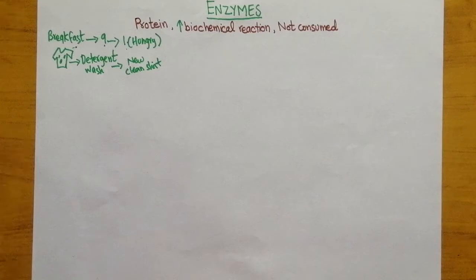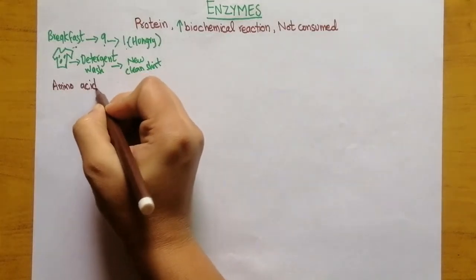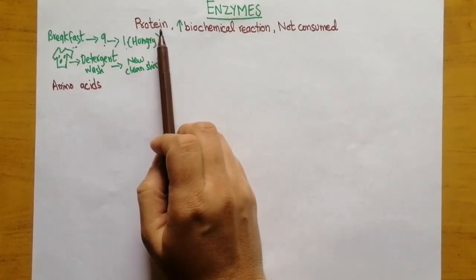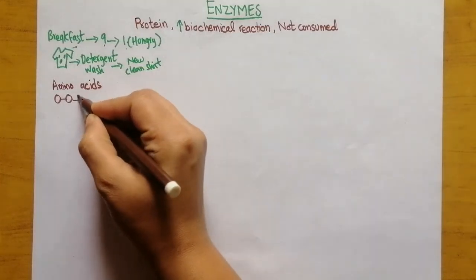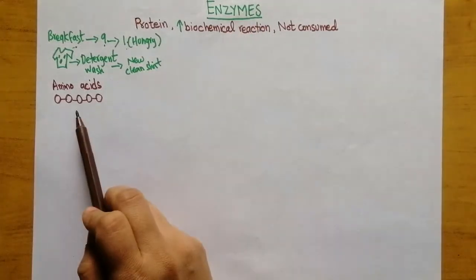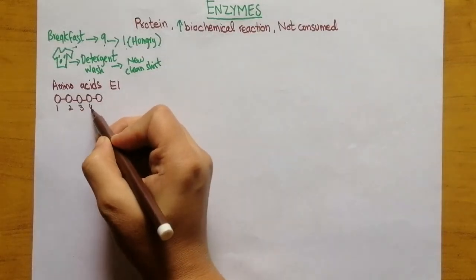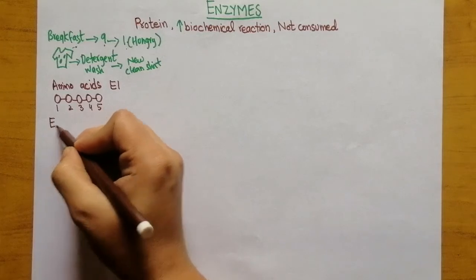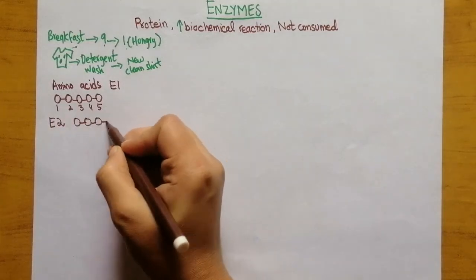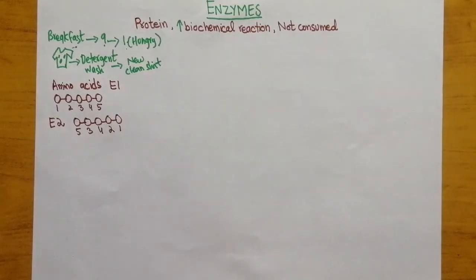Like I said before, enzymes are actually proteins. Proteins are made up of amino acids. The amino acids in the proteins join with each other in a very specific sequence. This sequence in every enzyme is different. For example, for enzyme 1, this sequence might be 1, 2, 3, 4, 5, and for enzyme 2, this amino acid sequence might be 5, 3, 4, 2, 1. In other words, every enzyme has a specific sequence of amino acids. Because of this specific sequence, the shape of each enzyme is different.